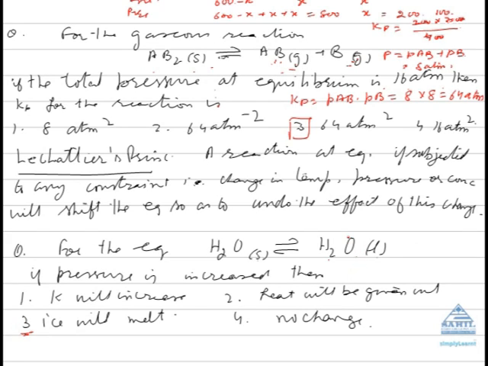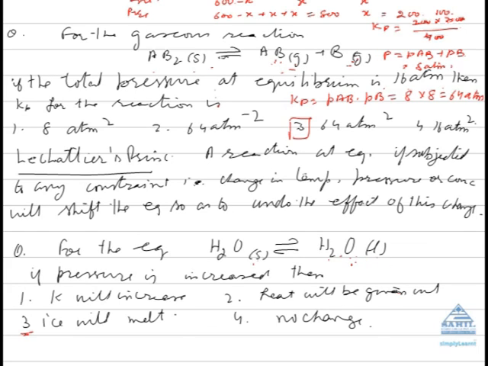Supposing he says, if after equilibrium has reached, some amount of water liquid is removed, then in which direction the equilibrium will shift? Don't think that the concentration will have any effect. I have already told you concentration of pure solid or pure liquid is taken as unity. It means in this case there will be no effect of adding water in the form of ice or removing water in the form of liquid.